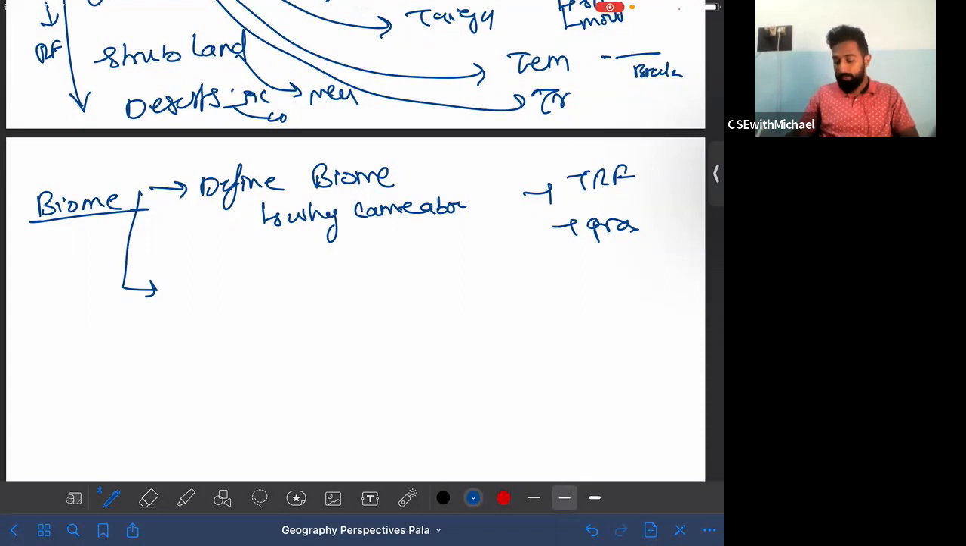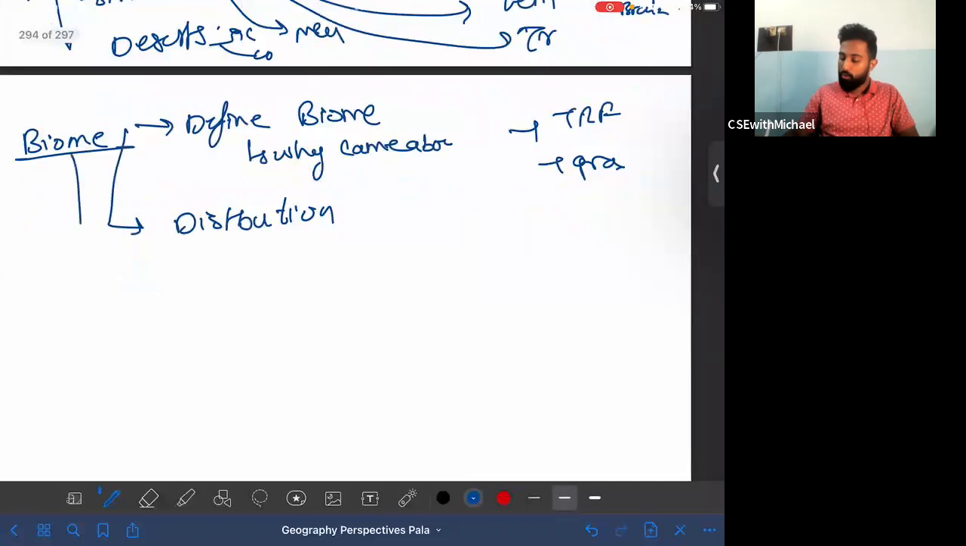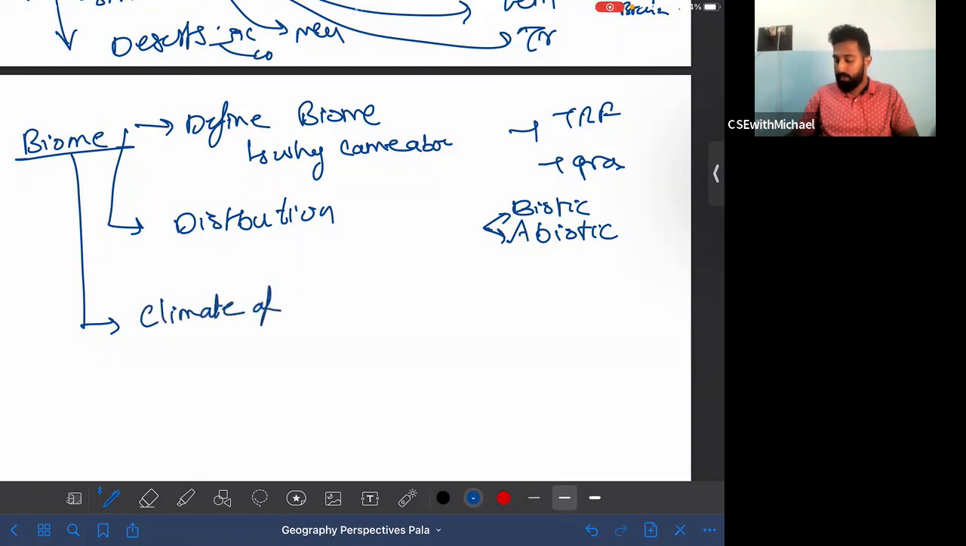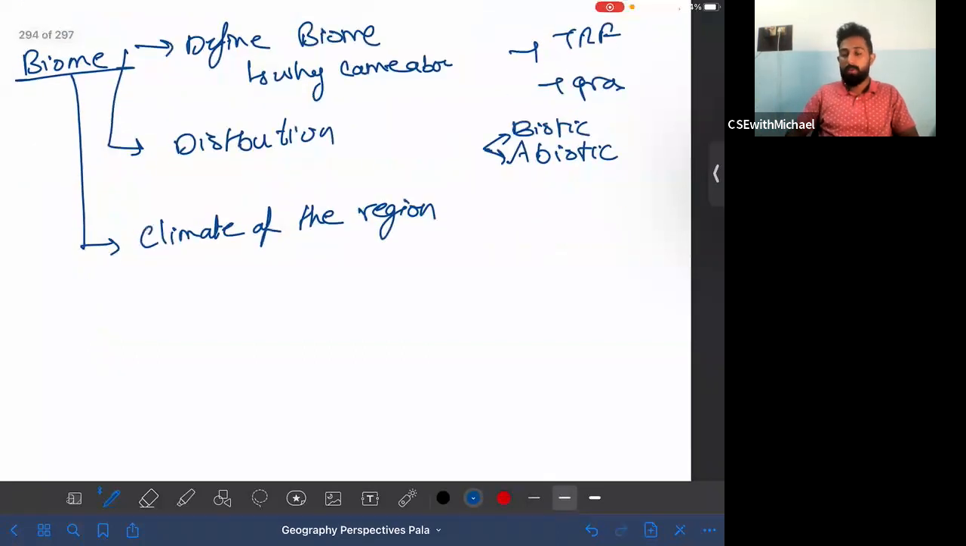Now, how to identify the distribution of the region, where a particular biome is found. So tropical rainforest conditions. Then you have to go for, basically, there are two aspects. There is the biotic aspect of that particular biome, and there is the abiotic aspect of that region. Now, first of all, we'll look into the abiotic aspect. That is, you look into the climate of the region. Climate of the region will explain the rest, like the type of plants, which then explain the type of animals that you have.